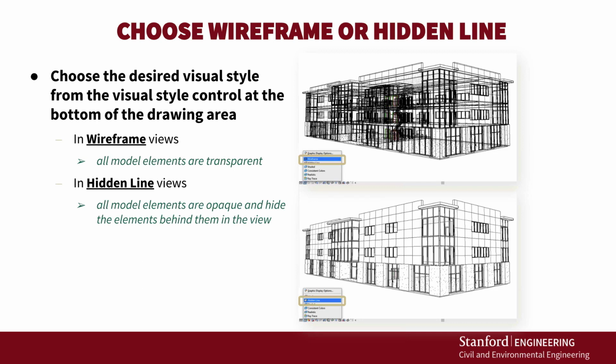First, the wireframe and hidden line visual styles. To choose a visual style, what you'll do is open the Visual Style control at the bottom of the drawing area and then choose one of the visual style choices. In wireframe views, all model elements are transparent and you can see through them. In hidden line views, on the other hand, all model elements are opaque and they hide the elements that are behind them in the view.